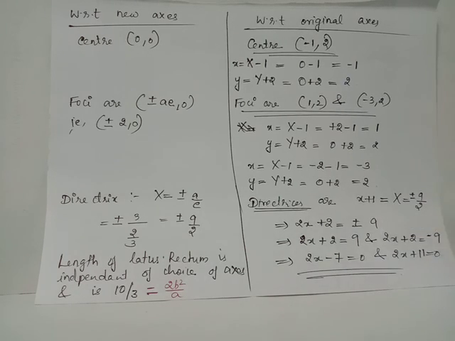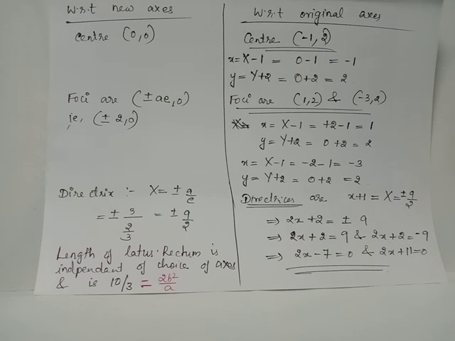From this, we will get two equations: 2x minus 7 equals 0 and 2x plus 11 equals 0. Latus rectum for the given ellipse will be 10 by 3 itself.